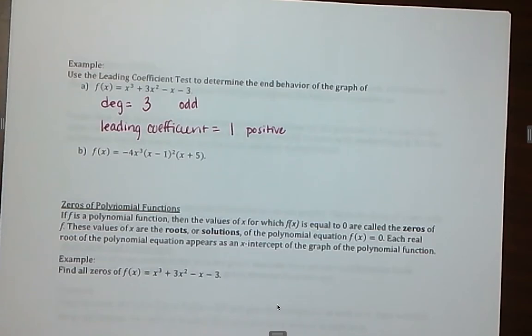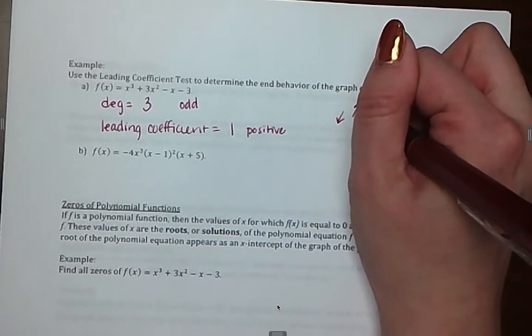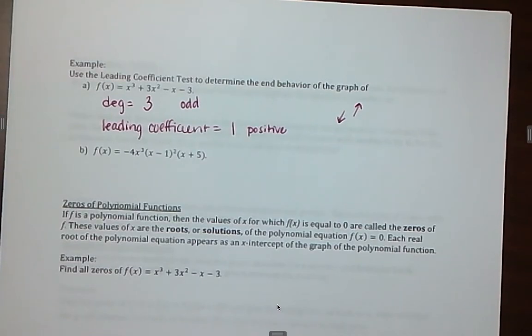Okay. So if it's odd, we know they're going opposite directions. Now the question is, are we falling and then rising, or are we rising and then falling? Falling and then rising. So down, up. I'm okay with you just putting those arrows to represent what's happening.